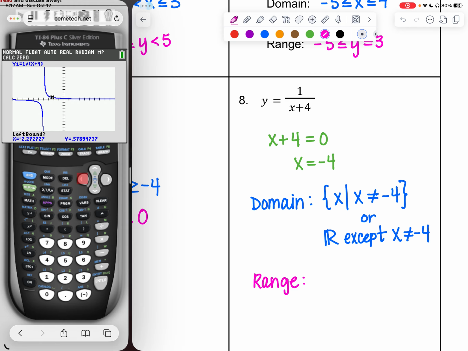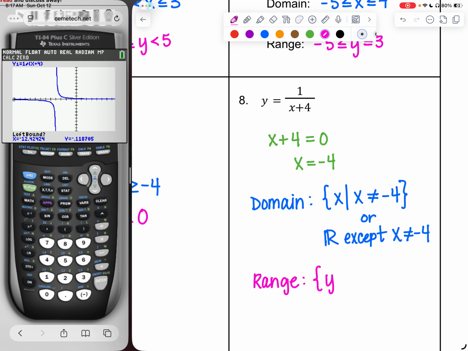And I'm going to keep going until I see it jump over. So as you can see here, as I go to the left, you see how those y values are still getting closer to 0. They're just getting closer to 0 on the other side. And as you can see, I'm still getting closer to 0. Right? So my range is basically saying the same thing, except y can be any number as long as y is not equal to 0, because that's where my break is in the graph.